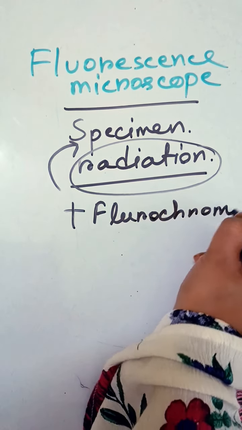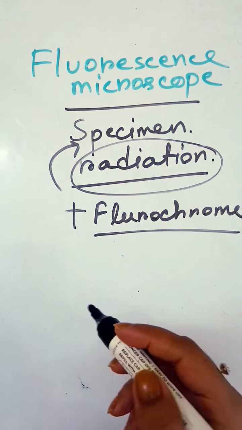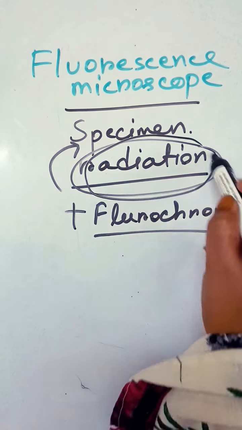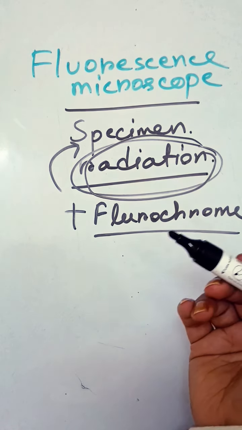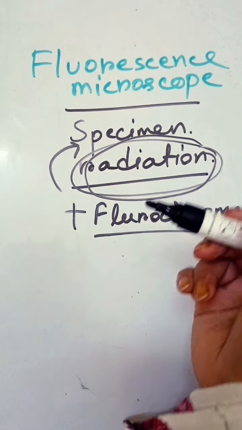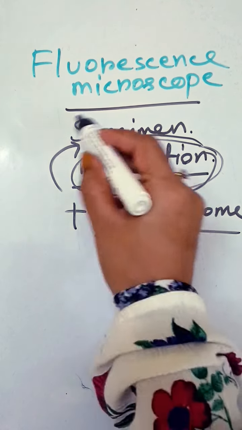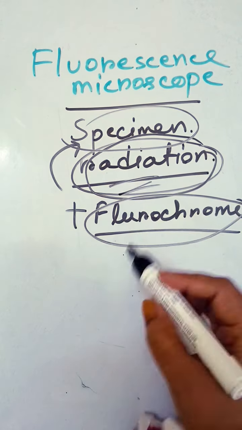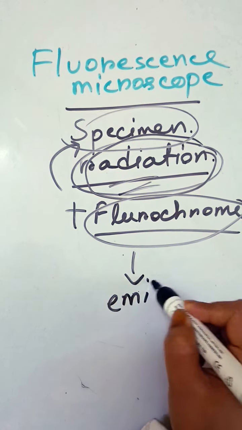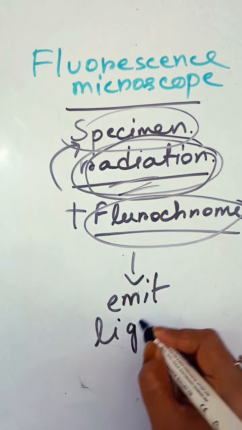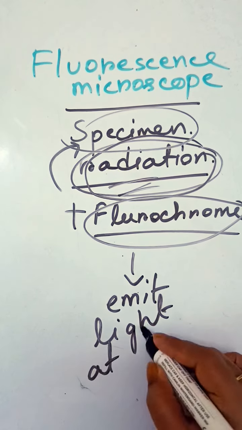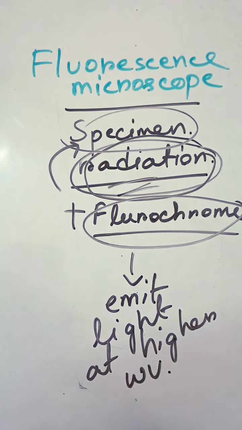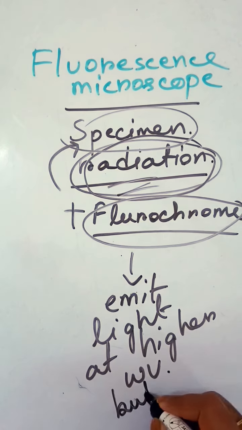Now what is the fluorochrome? Fluorochrome basically helps in the absorption of this radiation energy at the beginning of the microscopy, and then this specimen, with the help of this fluorochrome, which actually absorbs this radiation energy, will emit light at higher wavelength. Okay, higher wavelength but low energy.